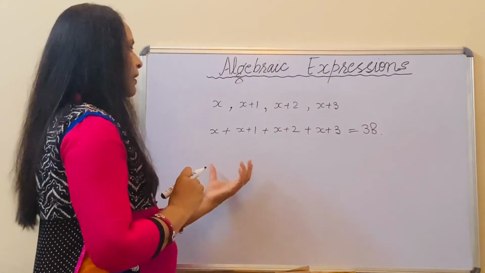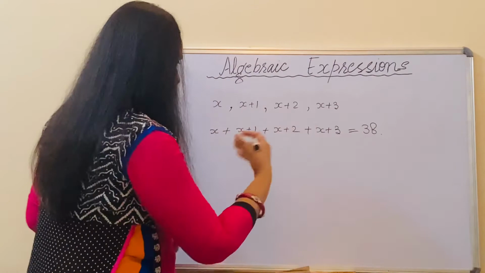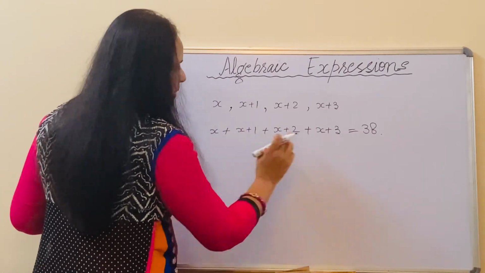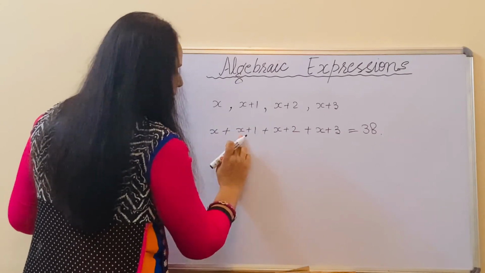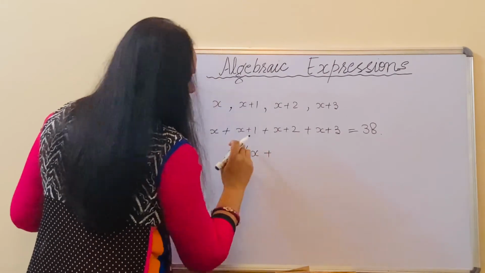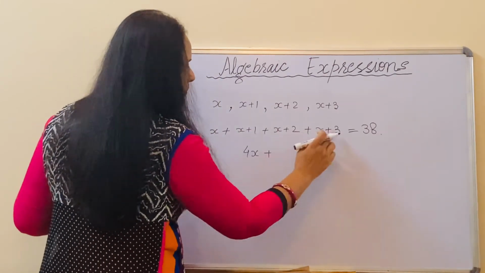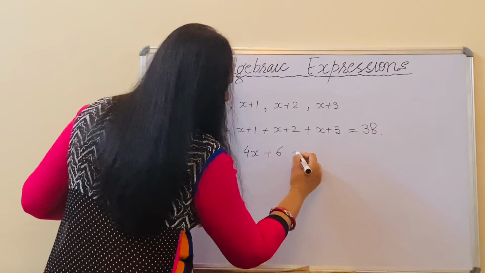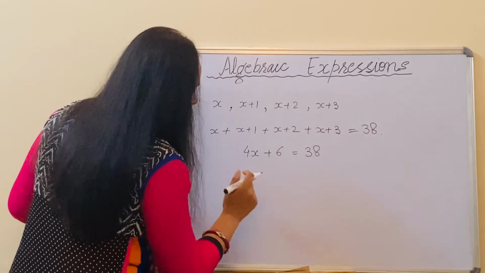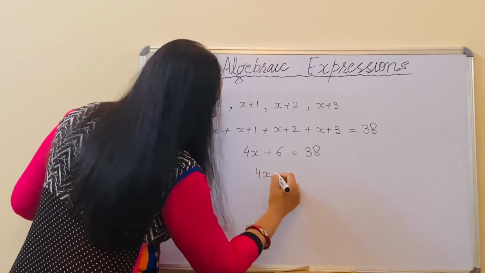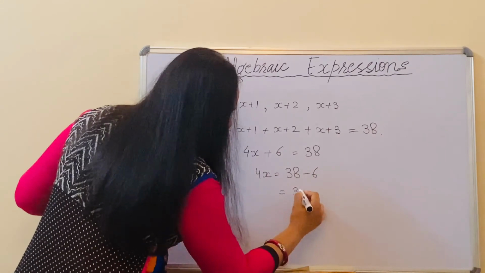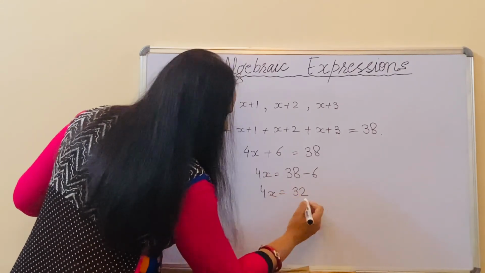Now we are having an equation. Solving it out, as we know that like terms can be added. x plus x plus x plus x, this is 4x, plus constant values now, 1 plus 2 plus 3 means 6, is equal to 38. See how the steps are getting simpler. 4x is equal to 38 minus 6, which comes out to be 32. 4x is equal to 32.